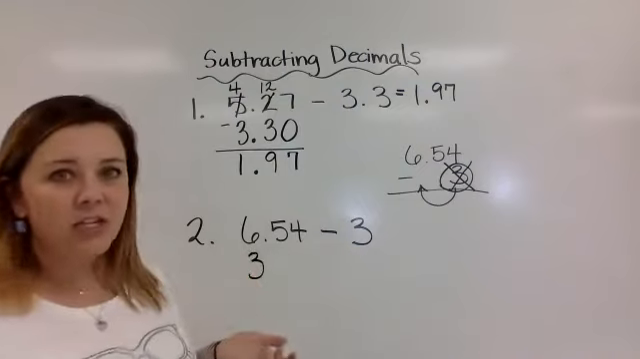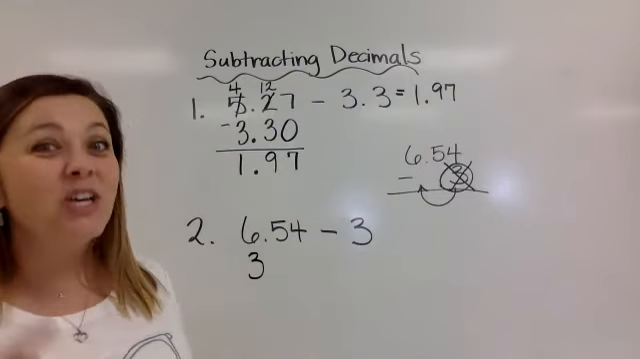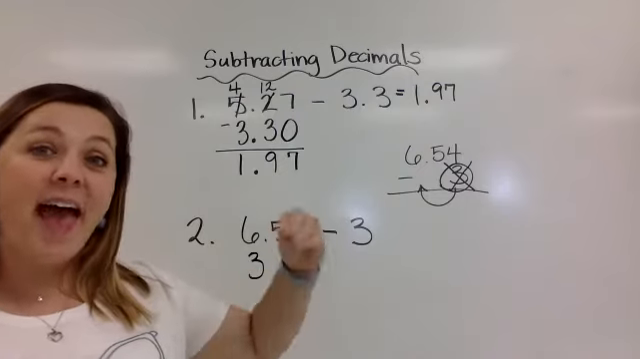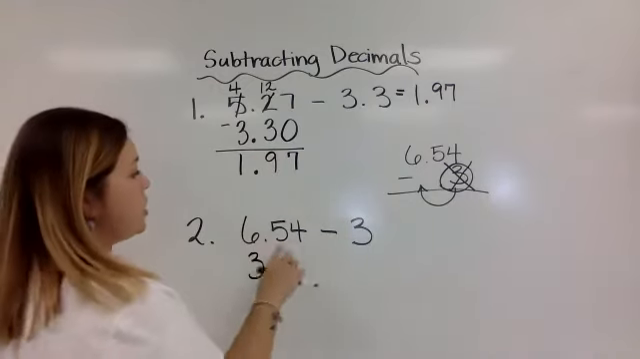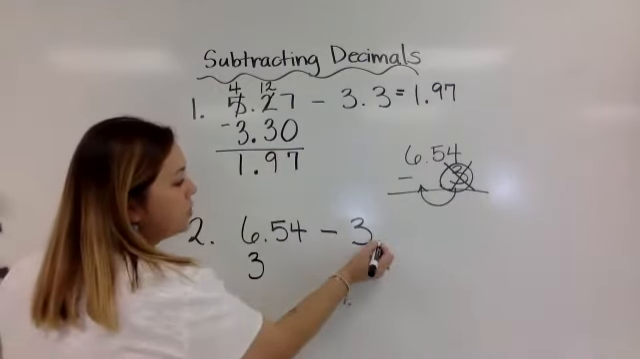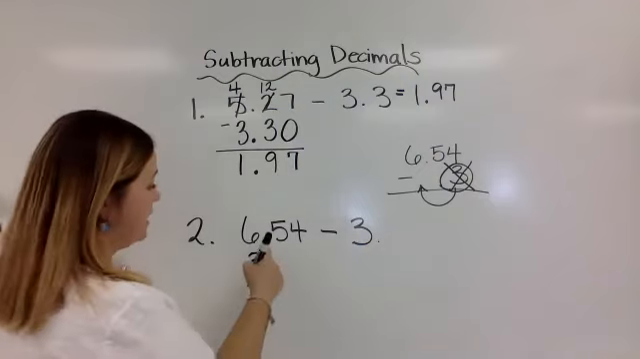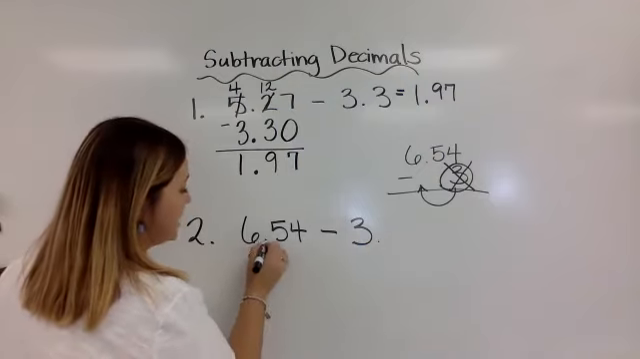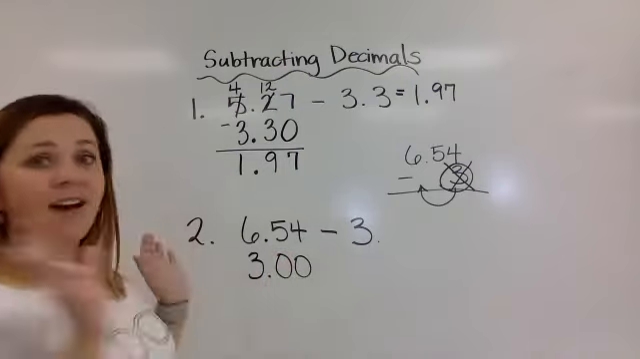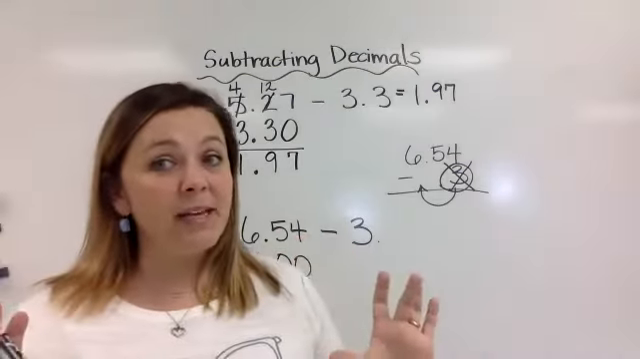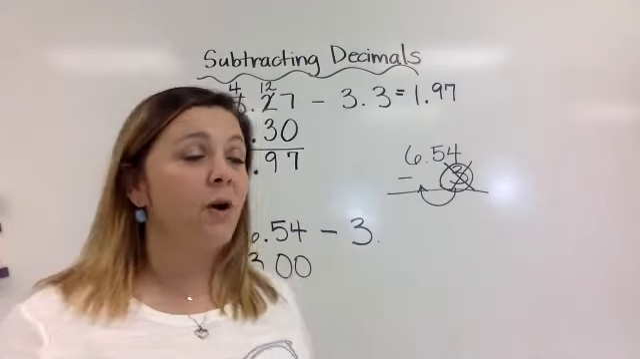Now, that looks a little funny, right? Don't forget, we want to fill in every place in our second number that's filled in that first one. So remember, all whole numbers have an invisible decimal at the end. So I'm going to add that invisible decimal there, and then I'm going to put zeros. Remember, it does not change the value. They're just placeholders to make it nice and pretty for us to do our math.